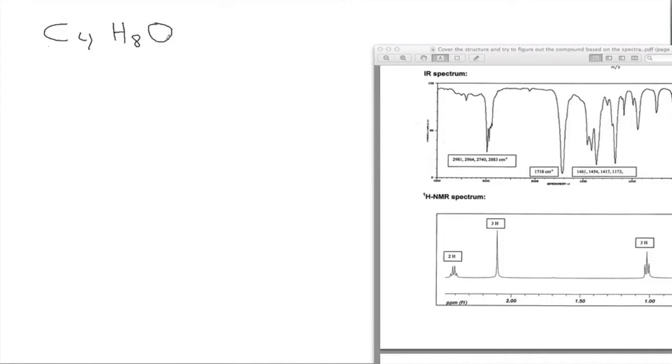Okay, so here's our compound. So this one, why don't one of you work this on your screen? All right, so go ahead and try working this out now. So it was C4H8O.